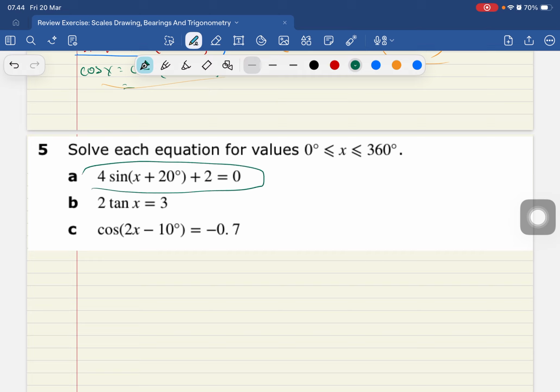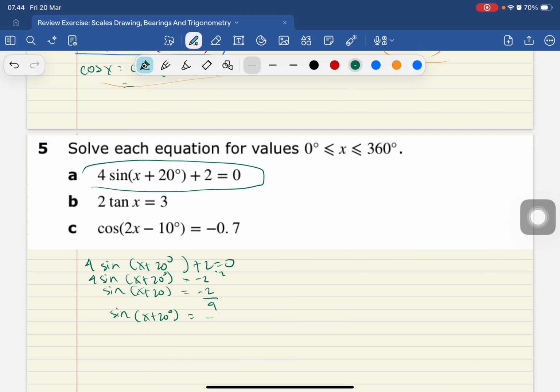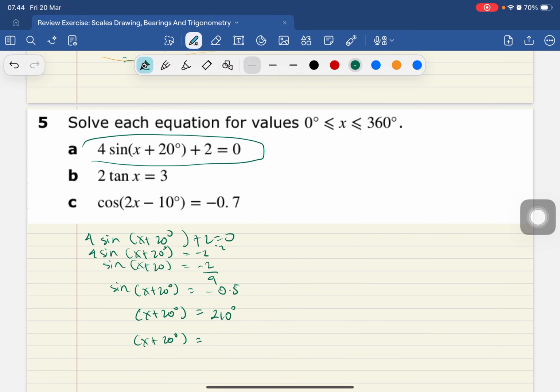Number 5, we need to solve each equation. Okay, so let's first solve number 4. We got 4 sin(x plus 20 degrees) plus 2 equal to 0. So we can minus 2 here. So 4 sin(x plus 20 degrees) equal to minus 2. And then sin(x plus 20) equal to minus 2 divided by 4. We could simplify it, so sin(x plus 20 degrees) equal to negative 0.5. So for negative 0.5, you use a calculator, maybe 210, and another x plus 20 degrees, you can just add, so it's gonna be 330. So we can minus 20 both sides. So x is gonna be 190 degrees and another x is gonna be 310 degrees.